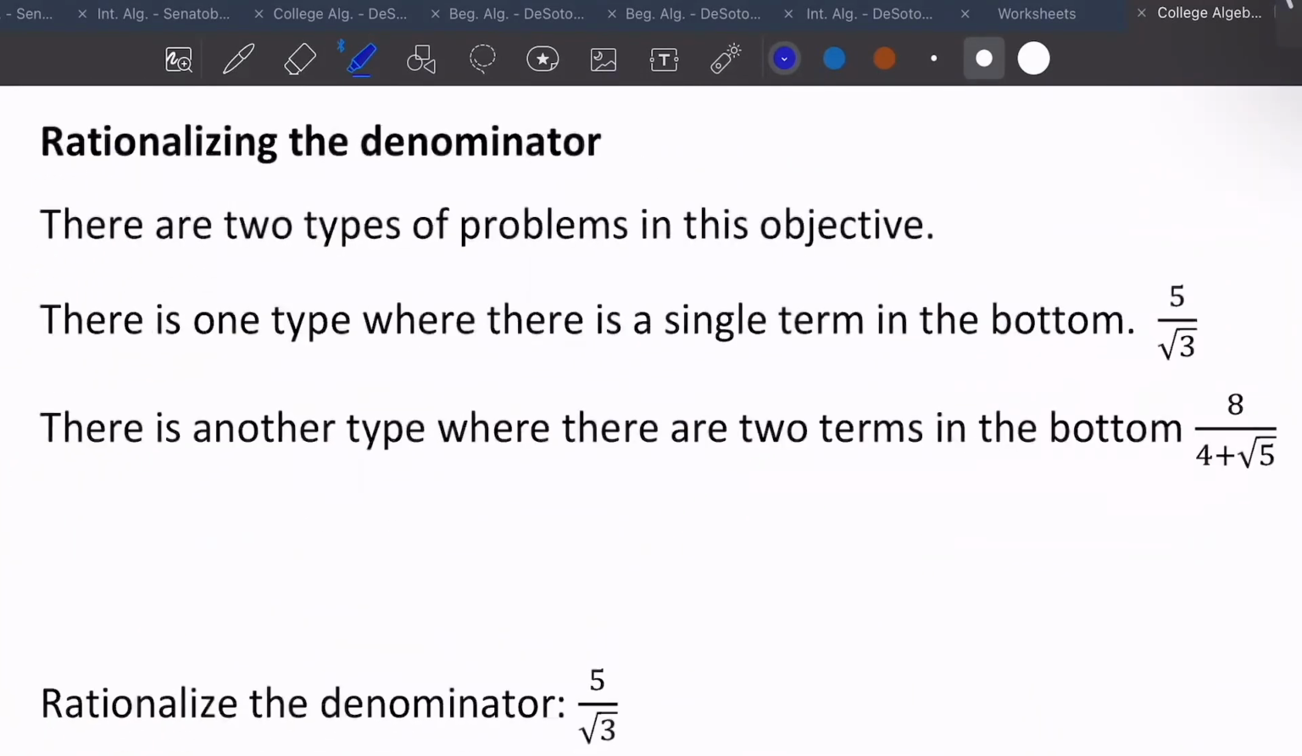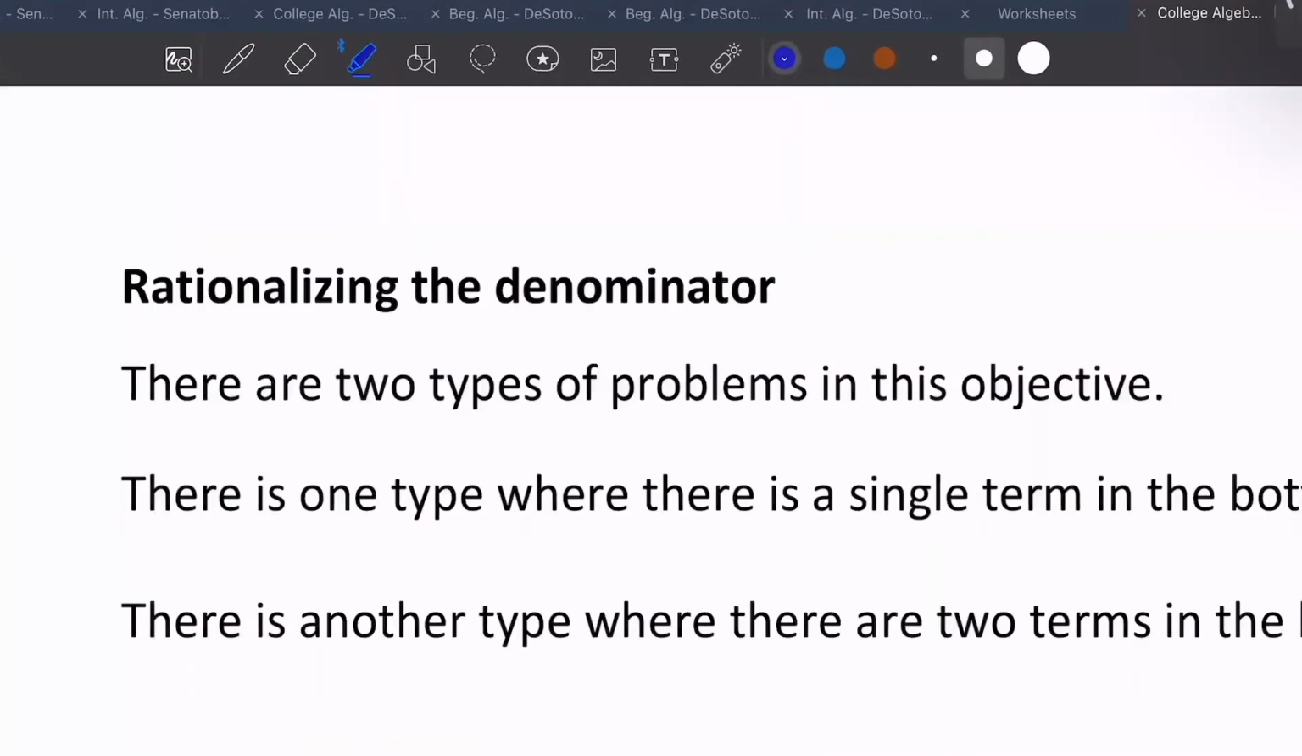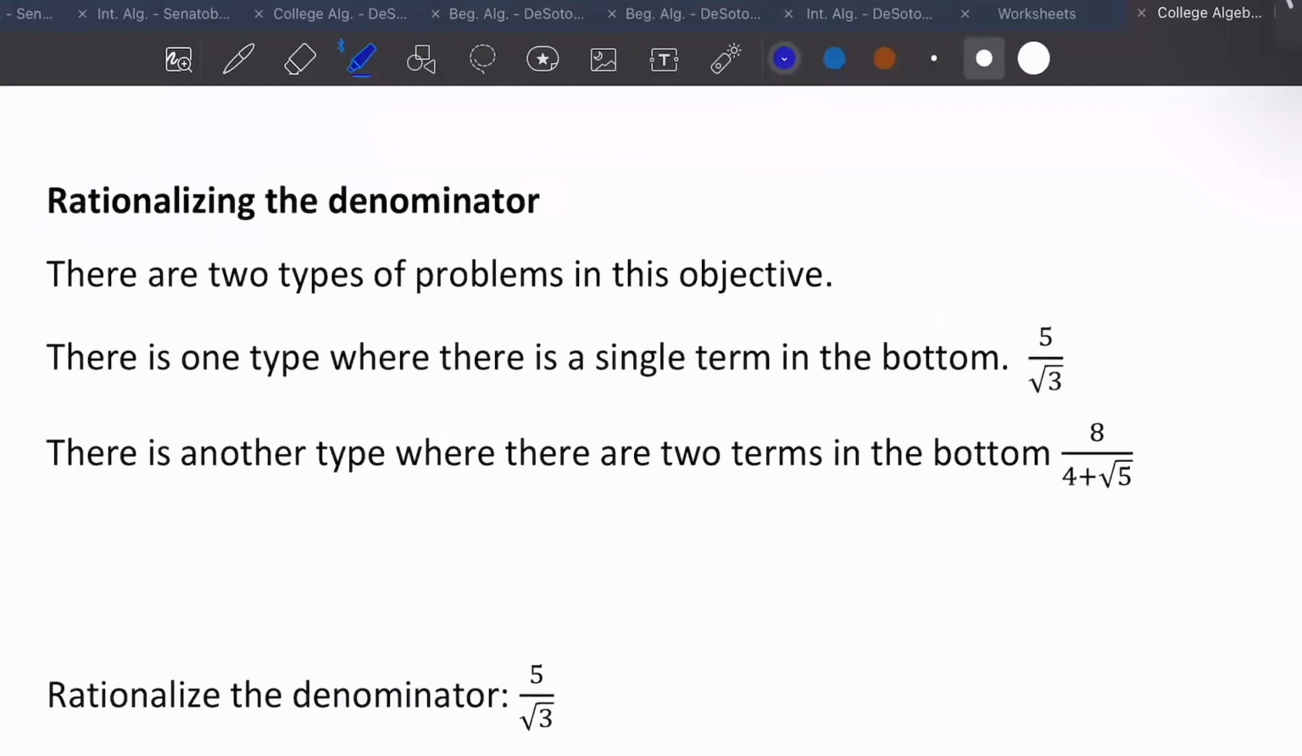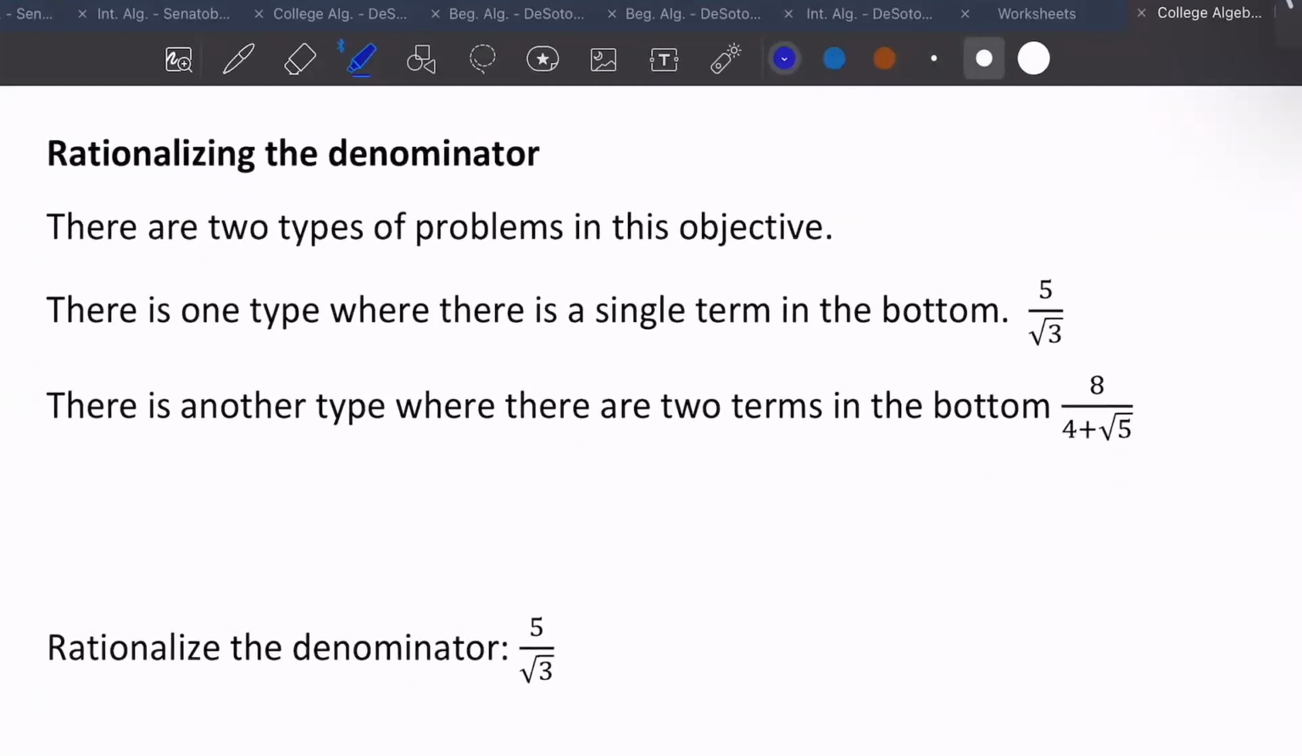All right, let's talk about now what rationalizing the denominator looks like, okay? Some big words there, but we're going to break it down. Okay, there's 2 types of problems in this objective. There's one type where there is a single term in the bottom. So 5 on the square root of 3, there's just one thing going on in the bottom. And then there's another type where there's 2 things going on in the bottom. All right, of course, you could probably guess that the one term is easier to deal with than the 2 terms, but we're going to go over both of them, okay?